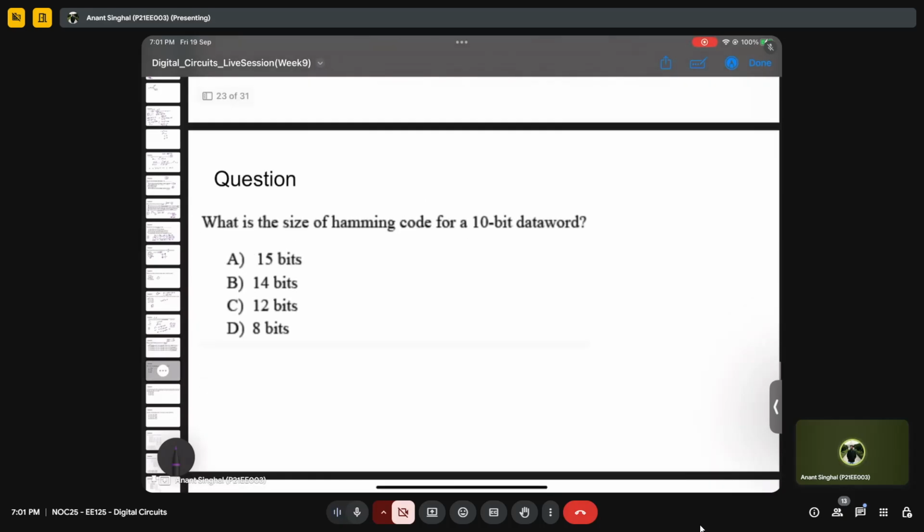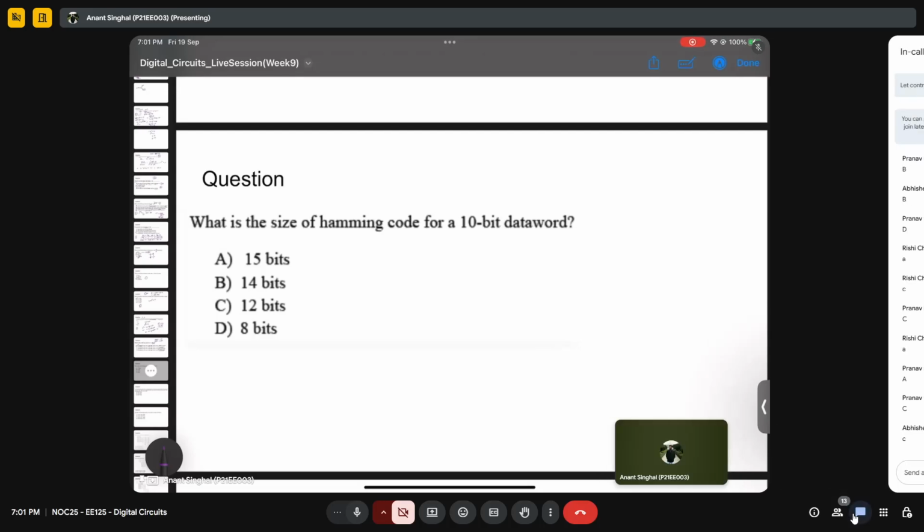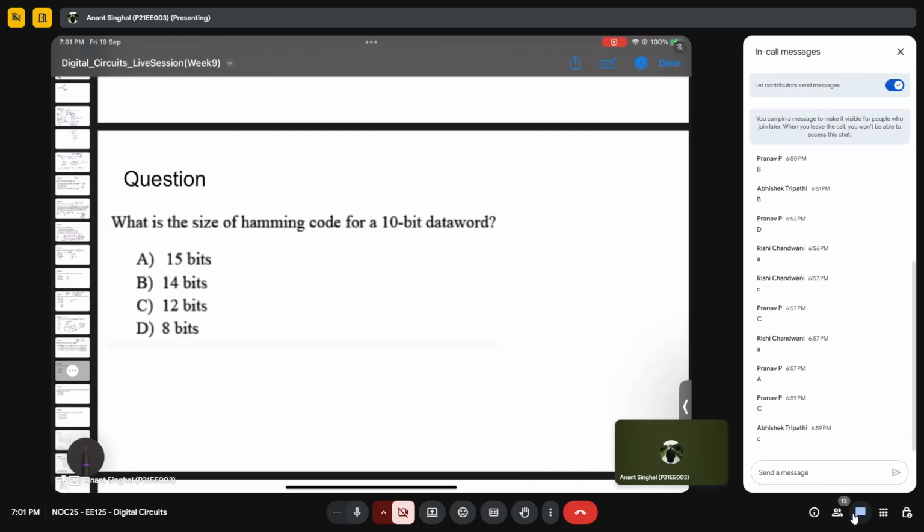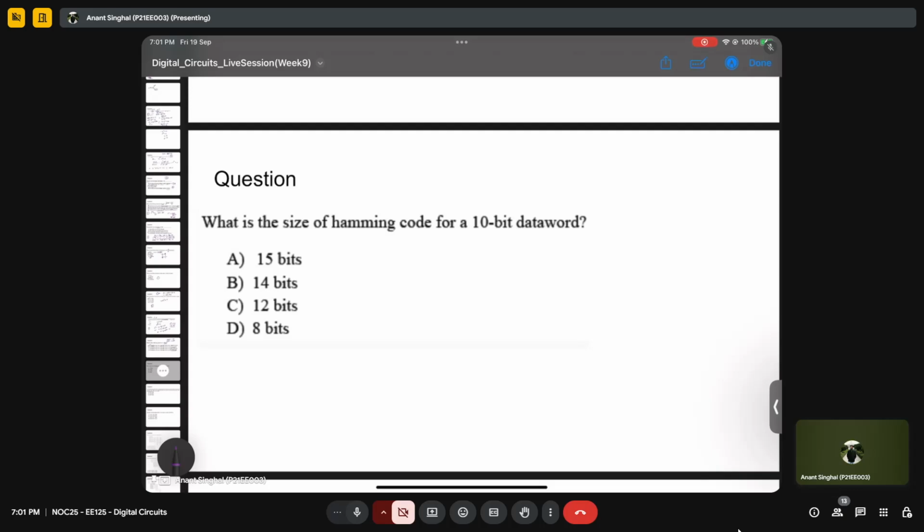It says, what is the size of Hamming code for a 10-bit data byte? Is anyone already aware of this? I don't know if it is already covered in the lecture or not. Can anyone confirm? Okay, so it is a 10-bit data byte.